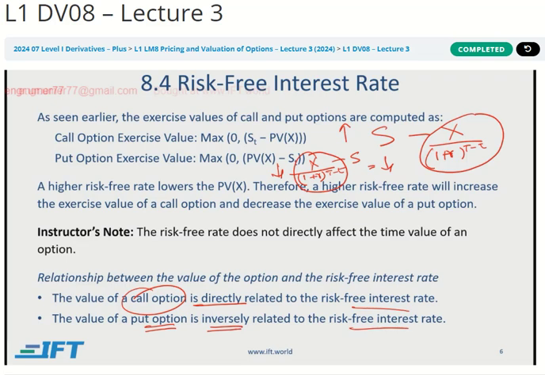rate. And this obviously does not directly impact the time value of an option. For a call option, as discussed previously, the time value is positive, and for a put option, it depends. If the option is deep in the money and the risk-free rate is high, then it will impact, but otherwise directly it does not affect the time value of an option.